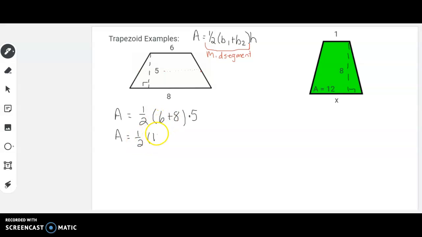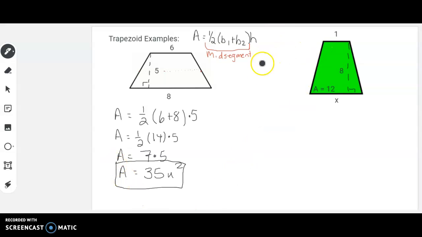We have to do parentheses first, so that's going to be 14 times 5. I'm going to go ahead and do half of 14. That equals 7. And 7 times 5 is equal to 35, and that's going to be units squared because we are dealing with area. Okay, so the area for this trapezoid is 35 units squared.